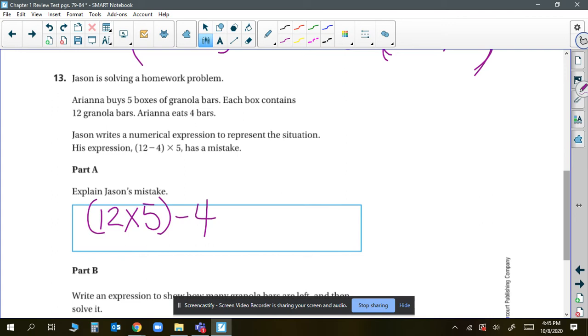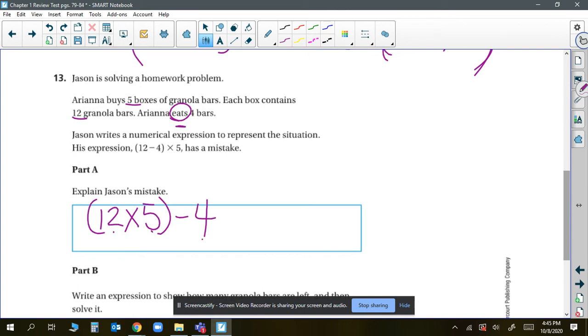Okay? Because in that case there's 12 in each box and there are 5 boxes. But she ate 4, so that's your subtraction. So that's going to make 12 times 5 minus 4.